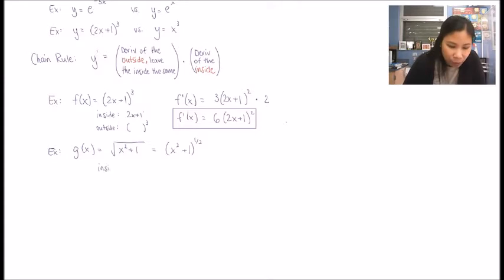The stuff that's going to be on the inside is everything inside the parentheses or under the square root. That would be the x squared plus 1. That would make the outside stuff the stuff raised to the 1/2 power. Okay, so finding the derivative.